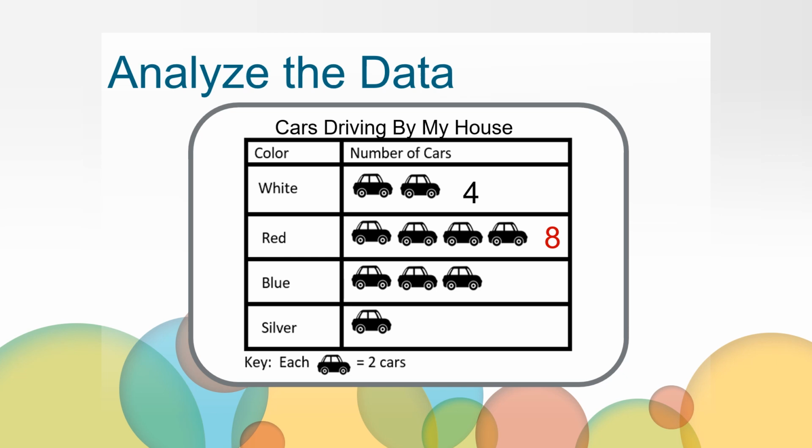For the blue cars, we can count 2, 4, 6. There were 6 blue cars. And finally, for the silver cars, there's only one picture, and we know that stands for 2 cars. So there were only 2 silver cars.